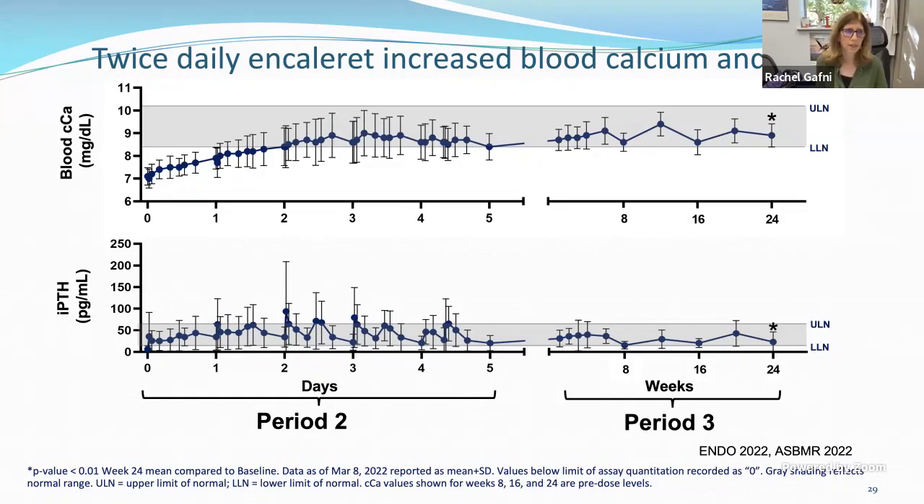You can see the blood calcium levels in the top panel started very low prior to receiving Encalaret, but were into the normal range by the 2nd day of that inpatient phase in period 2. And they stayed within the normal range during the 24-week outpatient period in period 3. Similarly, at the bottom, PTH levels rose with the Encalaret, bounced around a little bit, but you can see in period 3 on the right bottom that the PTH levels were staying normal in the patients.